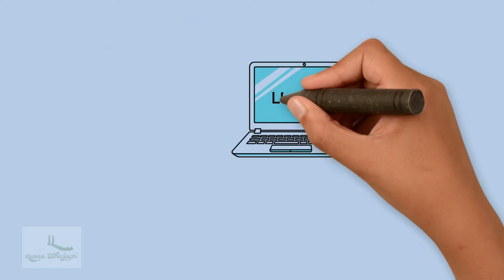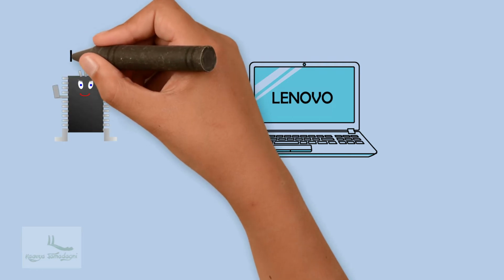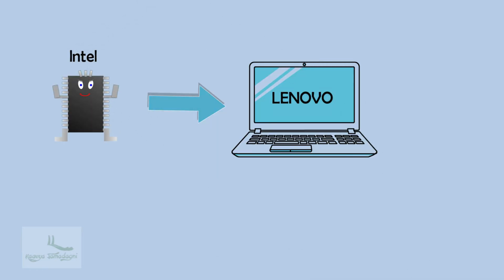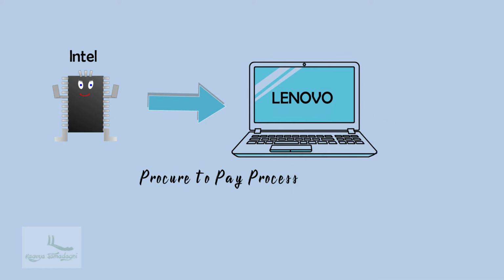The first example: let's consider the Lenovo company that assembles laptops. To build the laptop, Lenovo requires the processor, and this processor will be procured from the Intel company. In other words, Lenovo procures the raw material from Intel to build the final product, the laptop. This is known as the core vendor process or P2P process. Why? Because in this case, the vendor invoice and vendor payment posting will happen only against the goods receipt and invoice receipt from the vendor.